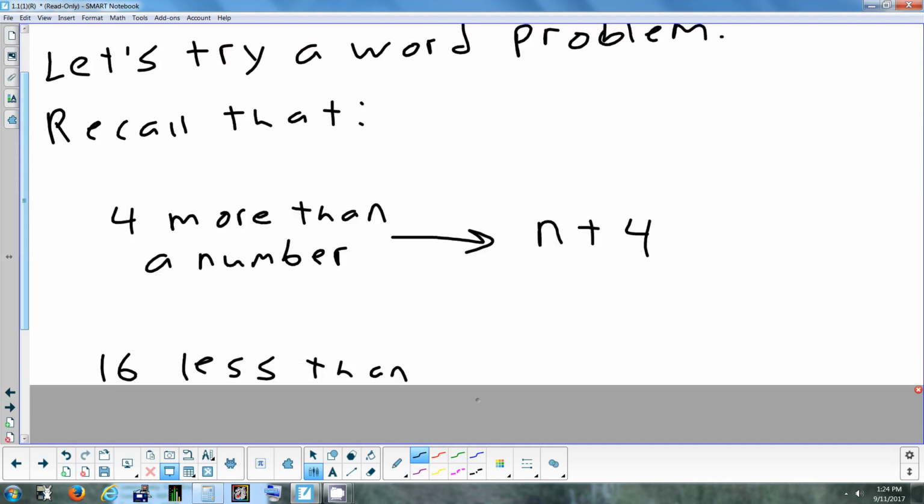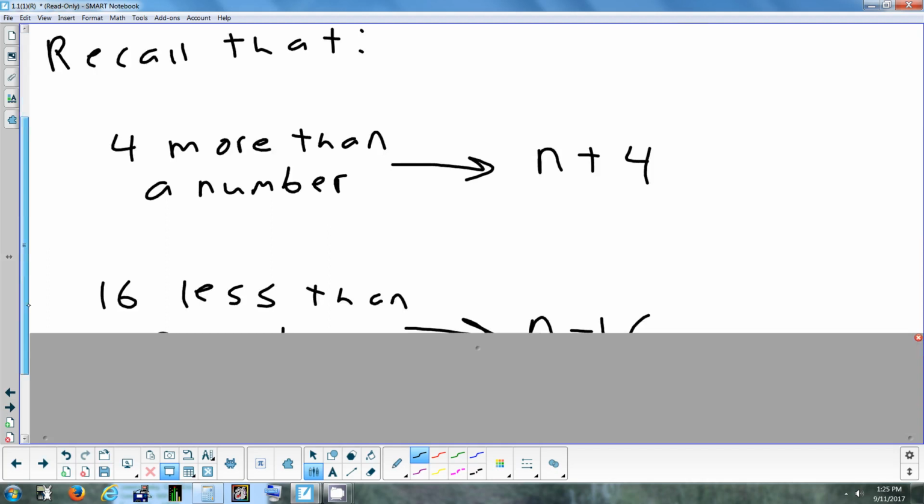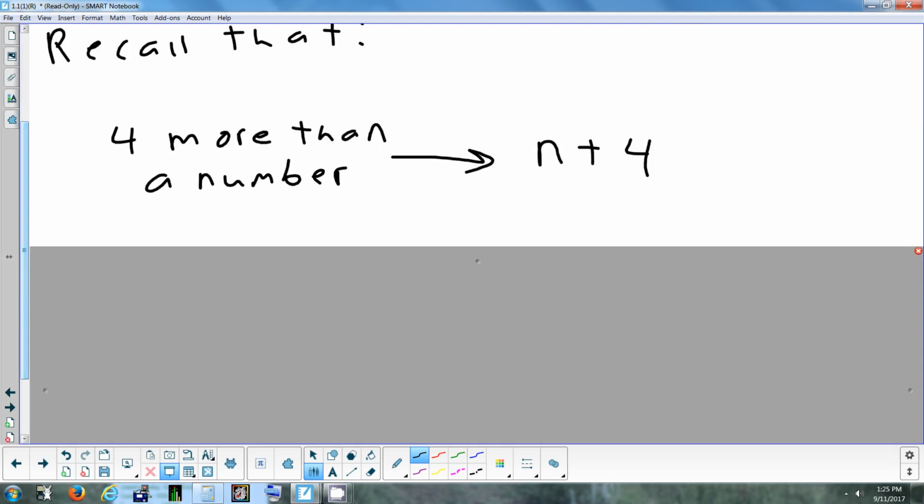We call that a review of how things are worded, right? For 4 more than a number, we're representing the number as n, and remember, more than means plus. So 4 more than a number is n plus 4. We always want to try and put the variable first. And again, you don't have to write this in your notes. It's just review.